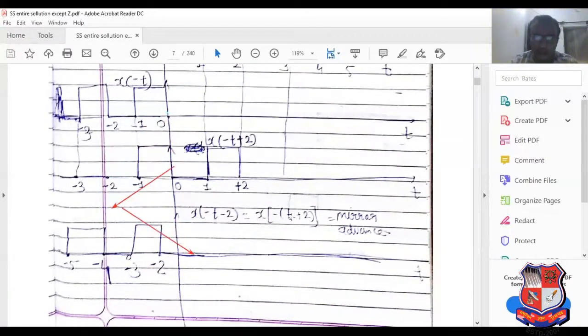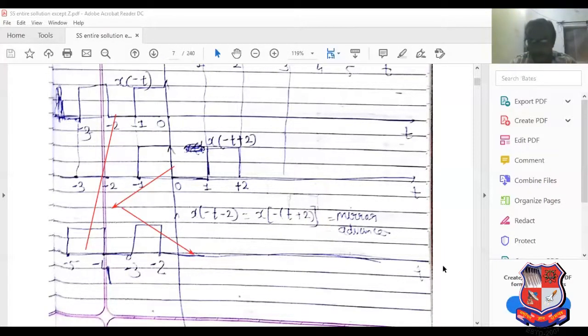Now x of minus t minus 2. So mirror plus advance. So shift the signal with respect to 2 units. With respect to this signal, shift this signal by 2 units. So it is known as mirror and advance. So these are the basic operations that may be required to perform on the signal. So the second example is completed over here.